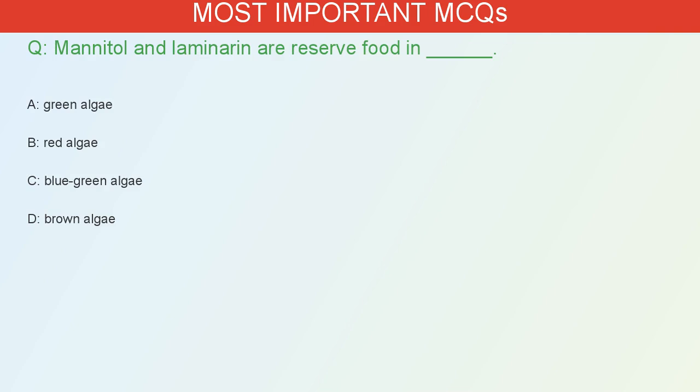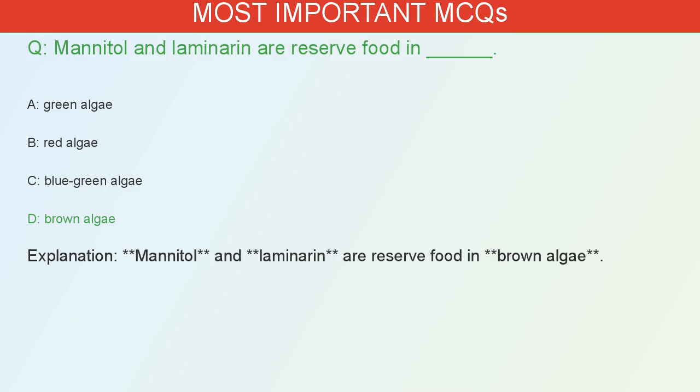Mannitol and laminarin are reserve food in ____________. A. Green algae. B. Red algae. C. Blue-green algae. D. Brown algae. The correct answer is D. Mannitol and laminarin are reserve food in brown algae.